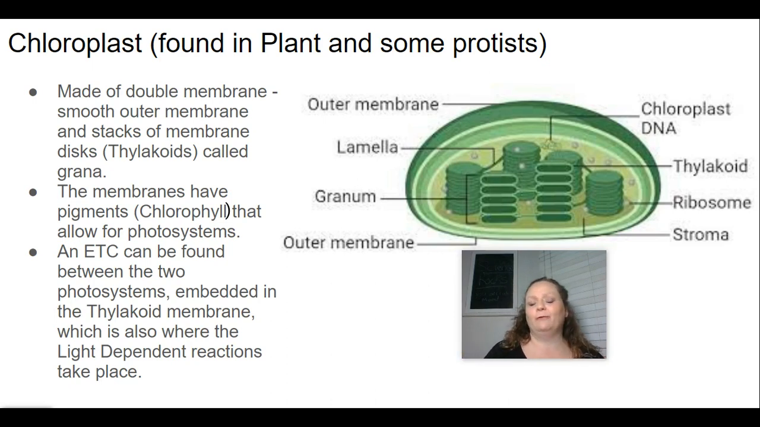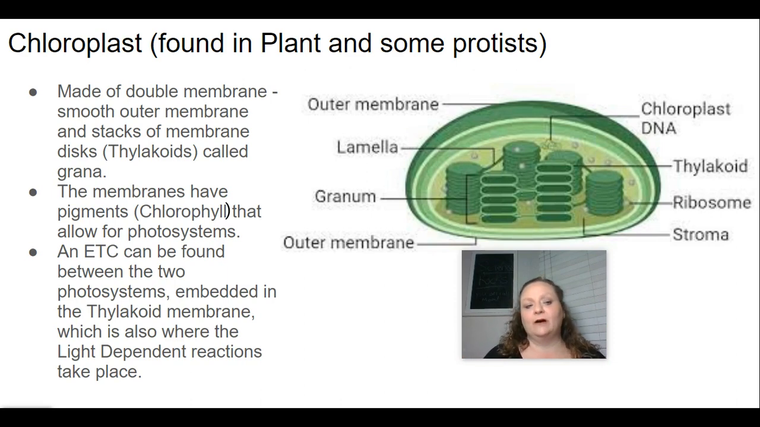And actually, we're going to find that the chloroplast and the mitochondria are really tied together, despite the fact that sometimes they're not even in the same cell. The smooth outer membrane is there, and then you have your stacks of membranes, these little discs that are inside. Each of those is called a thylakoid. And once you get a whole stack of it, they're called grana, or a granum if you're talking singular.